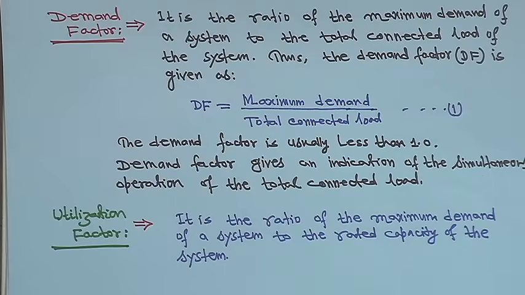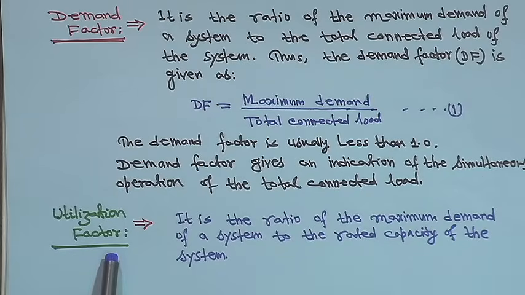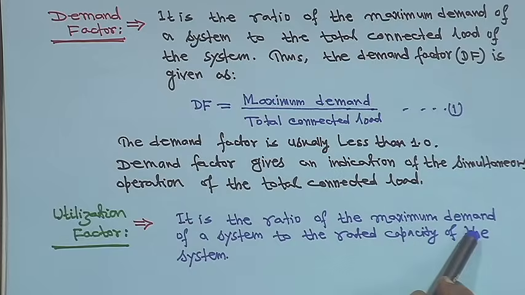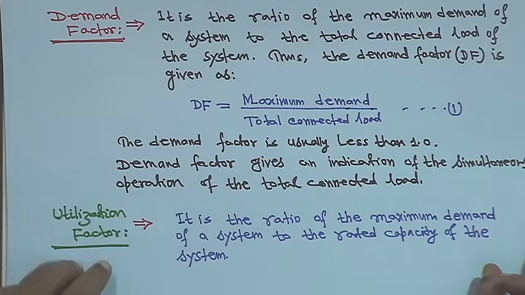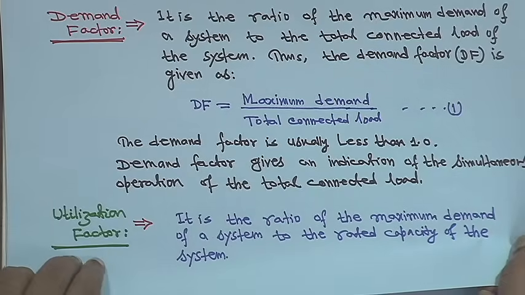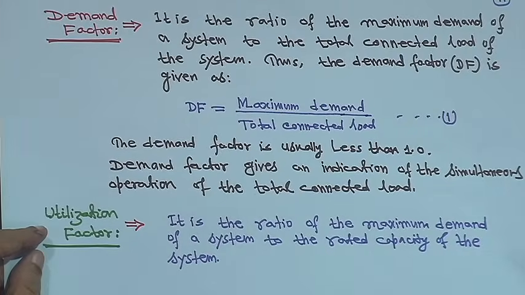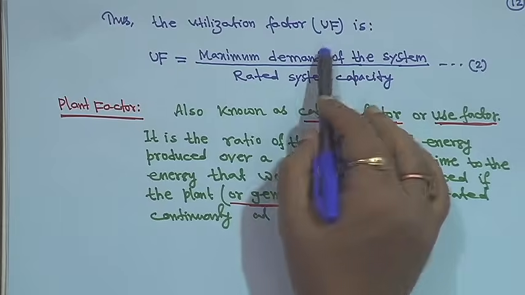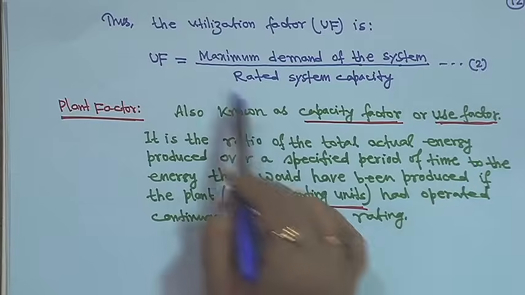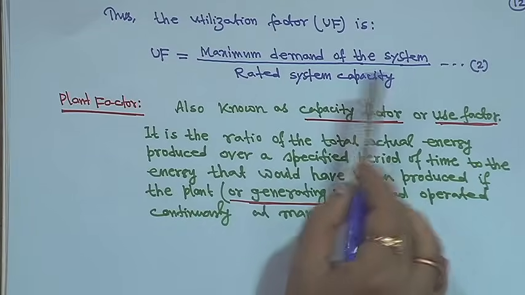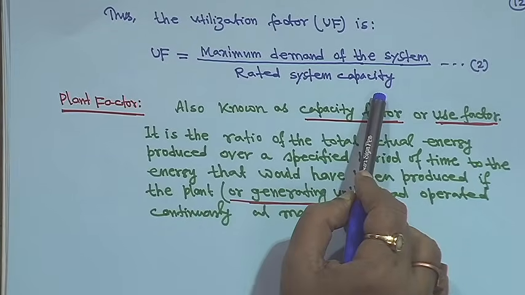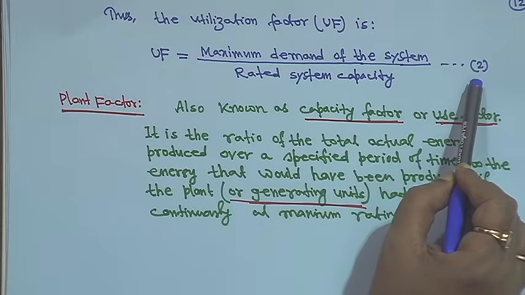Next is utilization factor. It is the ratio of the maximum demand of a system to the rated capacity of the system. So we define the utilization factor, UF, as maximum demand of the system divided by rated system capacity. So this is equation 2.